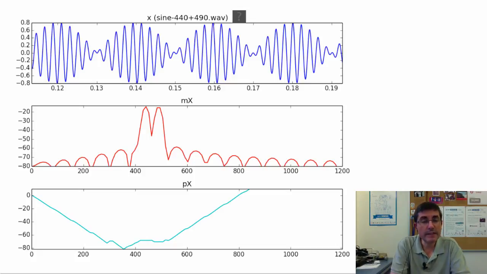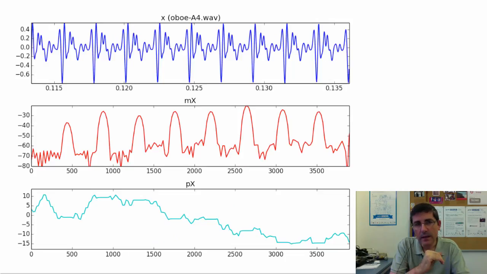And if we compute the positive part of the spectrum of that, we are seeing the contributions of the two sinusoids. So we see the two peaks of the two sinusoids. And in the phase, we see the phases of these two sinusoids. And now let's show an example of a real sound, a sound that includes many sine waves, like the sound of an oboe. Let's listen to the oboe first.